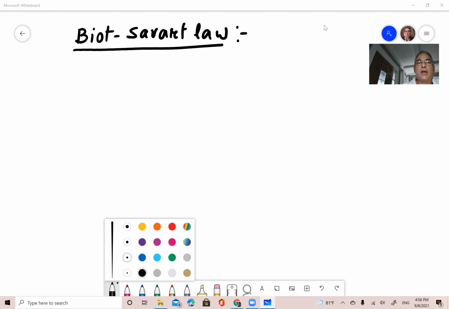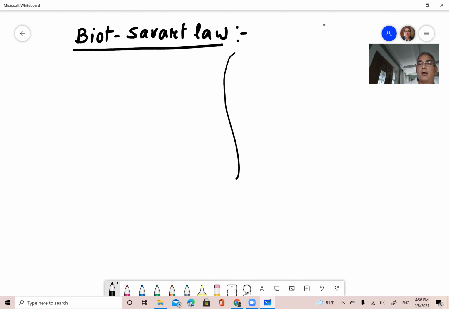Biot-Savart Law. Biot and Savart in 1820 formulated a law telling us how to calculate the value of the magnetic field around a current carrying conductor. In 1820, Oersted experimentally found that a current carrying conductor can produce a magnetic field, and Biot and Savart in the same year formulated the law to find the magnitude and the direction of that magnetic field.